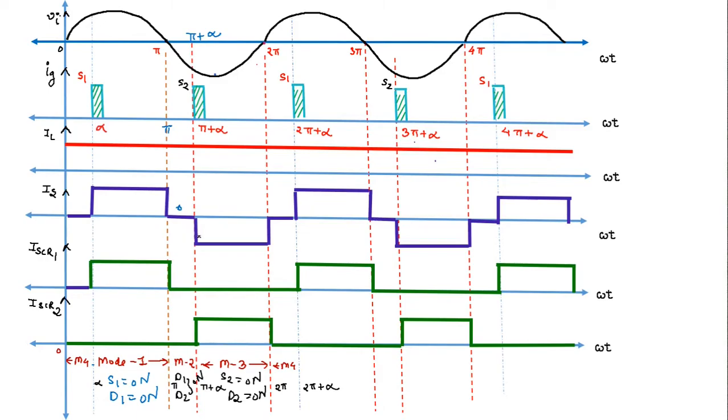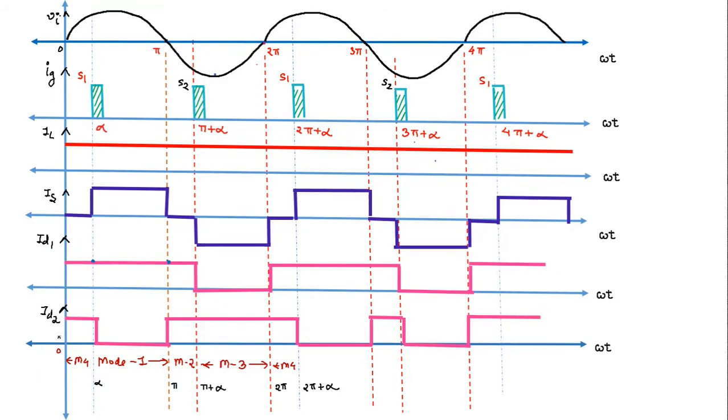The source current will be minus of the load current in this condition, as we have seen in mode 3. Now SCR1 is in the off condition, therefore current through this device will be equal to 0 in this mode, and SCR2 is conducting, therefore the SCR2 current will be equal to the load current. Now we will see the diode currents. Diode D1 is not conducting, therefore the current through this device will be equal to 0, but diode D2 is conducting in this mode, therefore the diode D2 current will be equal to the load current.